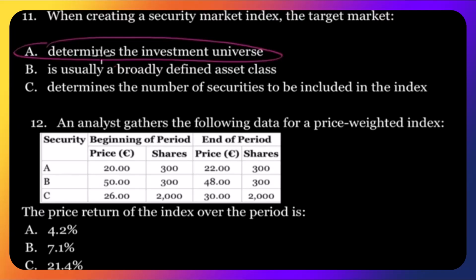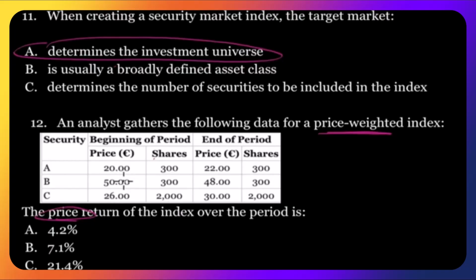Number 12. An analyst gathers the following data for a price-weighted index. The price return of the index over the period is, so here's our beginning of period, price and shares, end of period, price and shares. And this is a price-weighted index. In a price-weighted index, we assume that there is one share of every component. We don't really care about the number of shares. All we care about is the price. We're just weighting it by its price.